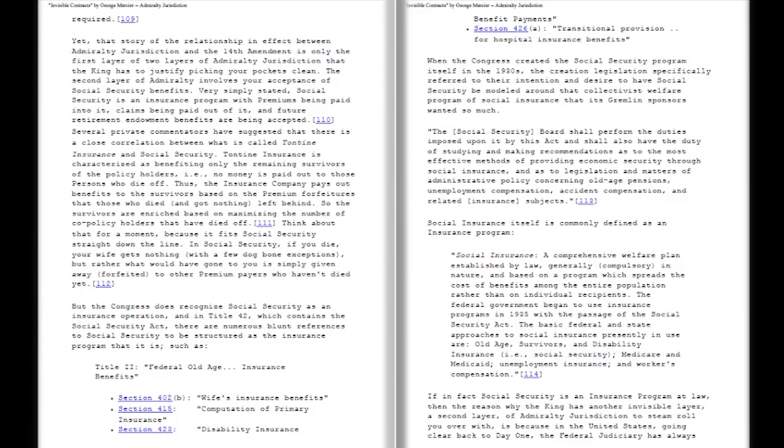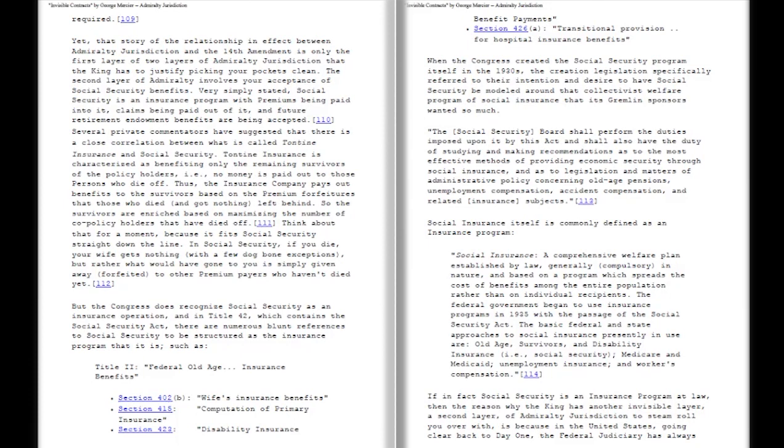110. Several private commentators have suggested that there is a close correlation between what is called tontine insurance and Social Security. Tontine insurance is characterized as benefiting only the remaining survivors of the policyholders, i.e., no money is paid out to those persons who die off. Thus, the insurance company pays out benefits to the survivors based on the premium forfeitures that those who died and got nothing left behind. So the survivors are enriched based on maximizing the number of co-policyholders that have died off.